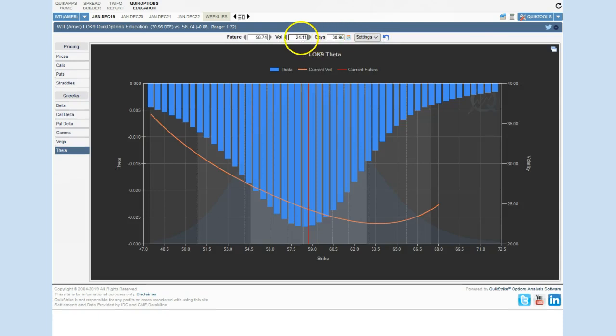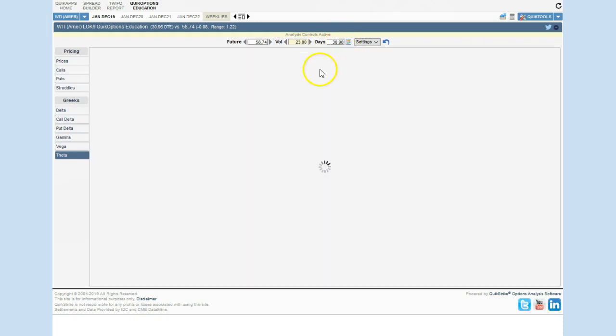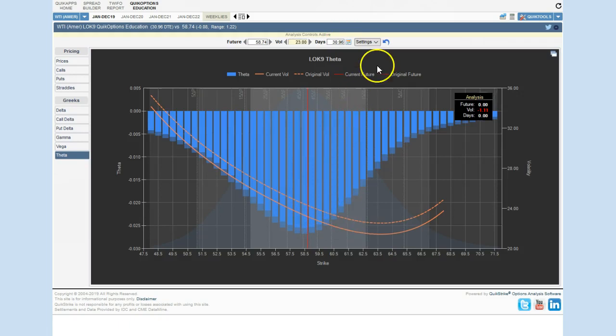And now I'm going to change my volatility to go up to 25.5. I see my volatility shift here, and I see that an increase in volatility is going to increase my theta. Okay, let's go back down to 23. A decrease in volatility is going to decrease my theta.